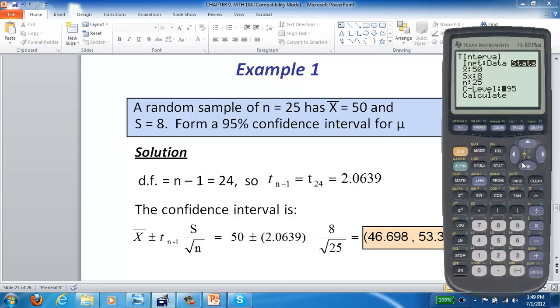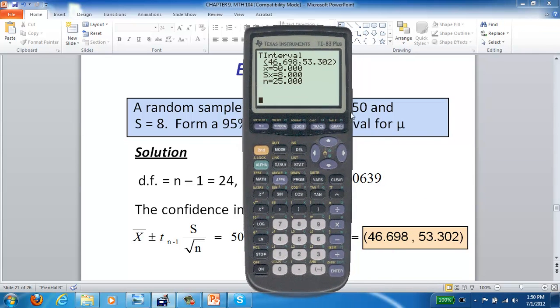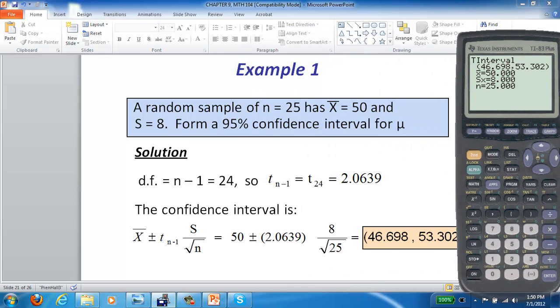Confidence level is 95%, so we keep it as 0.95, and then we click Calculate. It takes a couple more seconds to calculate the confidence interval. So here it is, 46.698 to 53.302. Exactly the same result that I have when I use the formula manually.